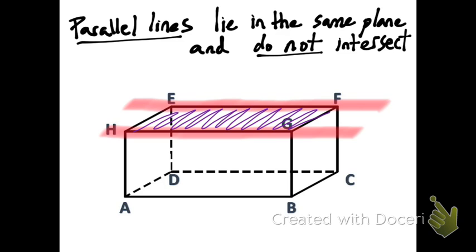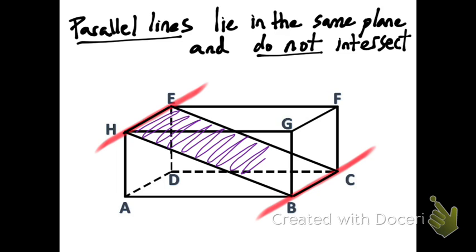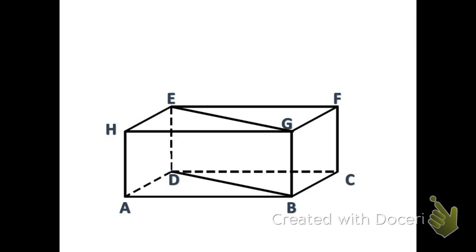Now you may be saying, wait a minute, what about these two lines, lines HE and line BC? I see they're going in the same direction, I see they do not intersect, but what plane do they lie in? Well, I will show you a plane that they both lie in. They are both in this plane. It's a diagonal plane that starts in the bottom right hand side of the rectangular prism and goes up like a ramp to the top left of the rectangular prism. So these two lines, because they're parallel, they do lie in the same plane. And here's one more fancy example for you. Line EG is parallel to line DB.